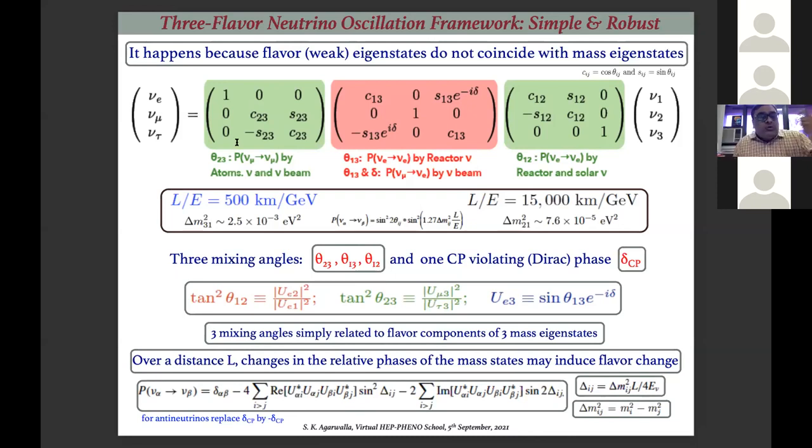Basically, you can think of 3 Euler rotations. At the extreme left, you have rotation around the 2-3 axis, which we call the atmospheric mixing angle, theta 23. We have learned about this mixing angle by exploring atmospheric neutrinos and neutrinos from our accelerator beam. At the extreme right, you have theta 12. This is the rotation around the 1-2 axis, known in literature as the solar mixing angle. We have learned about this mixing angle by studying solar neutrinos, as the name suggests, and electron antineutrinos from reactors.